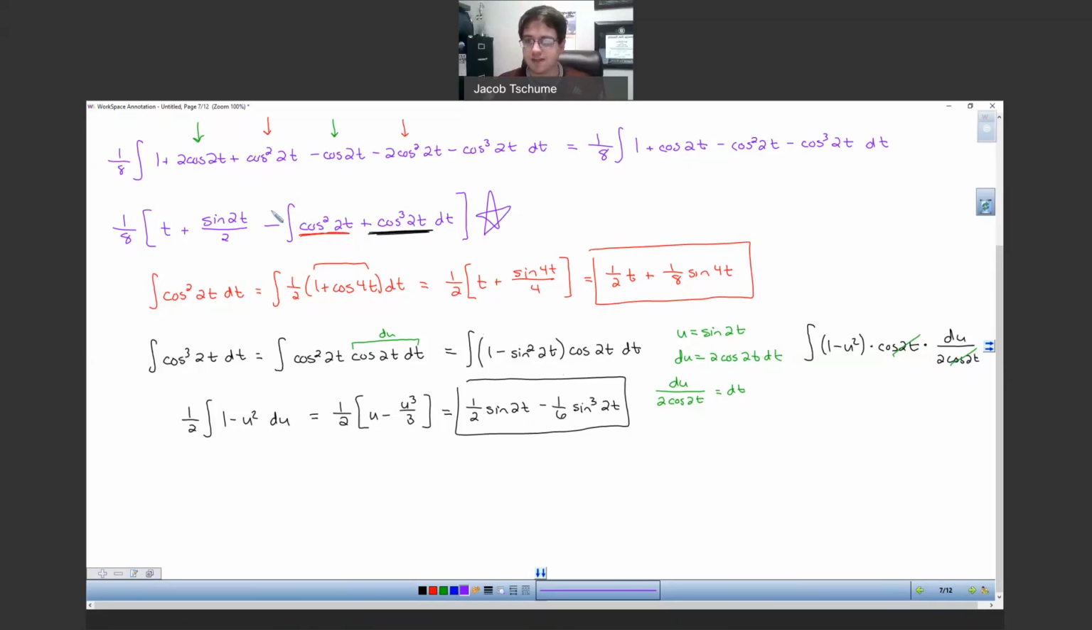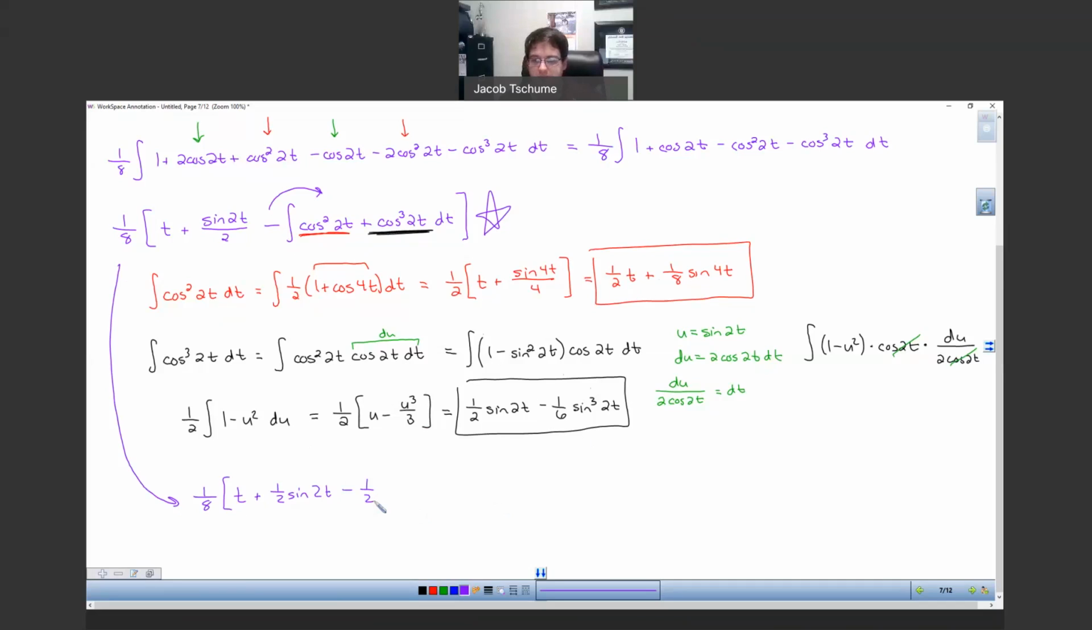But do note that there is a minus in front of the integral. So this negative has to be applied to all of these terms when you put them back in. So bringing this part down to here, this would be 1/8 times t plus 1/2 sine of 2t. All right, so for the two red terms, distribute the negative to both of those.